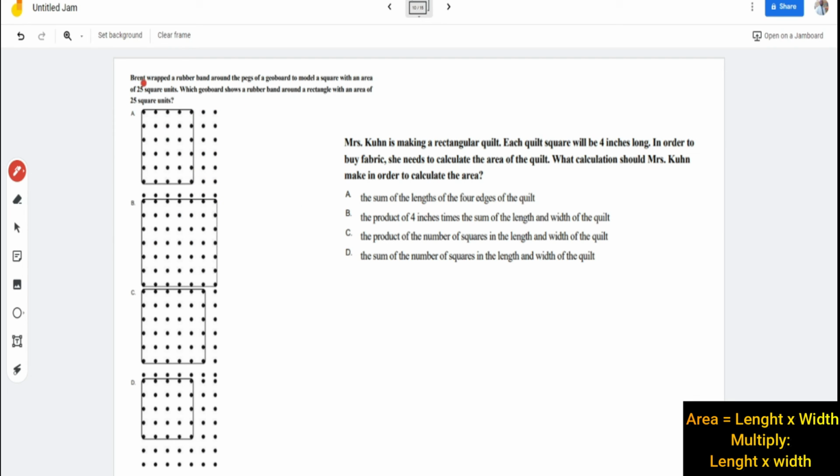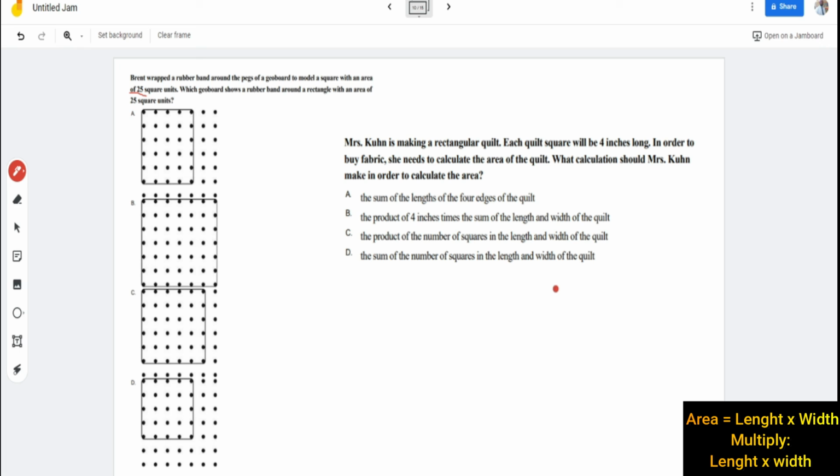Read each problem. Brent wraps a rubber band around the pegs of the U-board on a model square with an area of 25 square units. So the area is 25, the whole thing. Which U-board has the rubber band around the rectangle with an area of 25 square units? So you have to find one that when you multiply the length times the width is equal to 25. You can pause the video and count the length and the width of any of these geoboards, and if one is equal to 25, that will be the right answer.